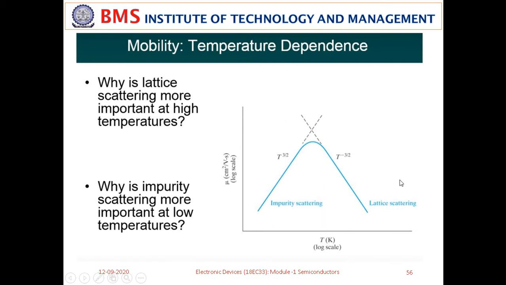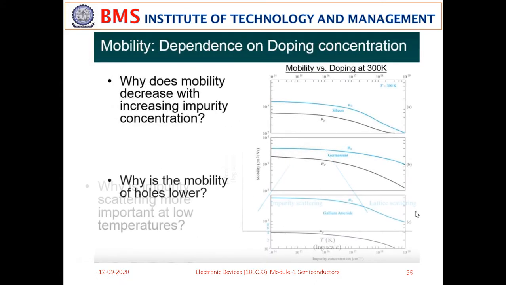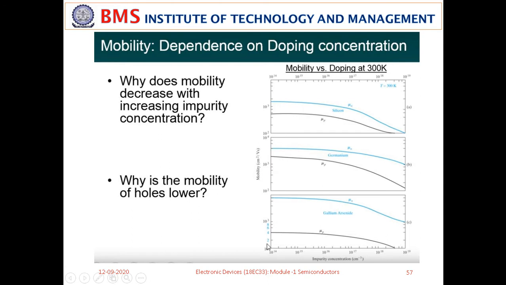Okay, this graph shows you a plot of mobility versus temperature, whereas this graph shows you mobility versus doping concentration. Okay, so, as doping concentration increases, mobility decreases, because impurity scattering events keep increasing and mobility decreases.